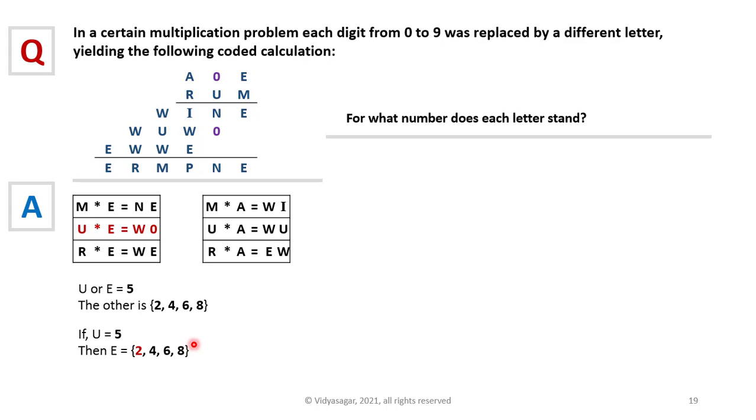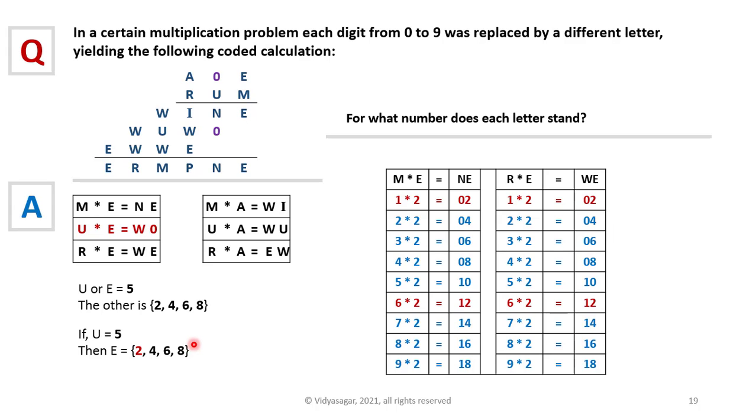Now from the equations M times E equal to NE and R times E equal to WE, what we can tell is that out of all possible combinations of multiplications, only 2 satisfy these equations. These are 1 times 2 is 02 and 6 times 2 is 12. Out of these two multiplication results, 1 times 2 equal to 02 is not possible because it implies either N or W is 0. But we have already determined that L is 0. So this result is not possible.